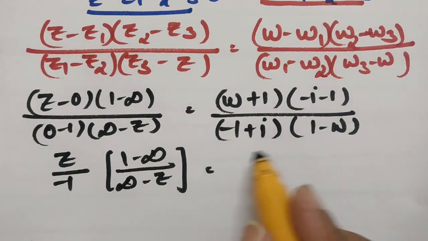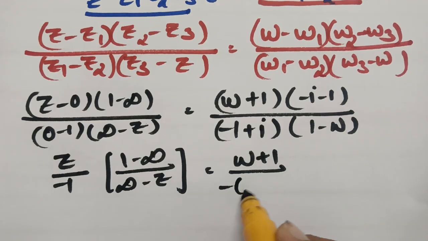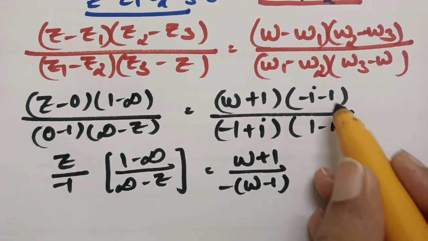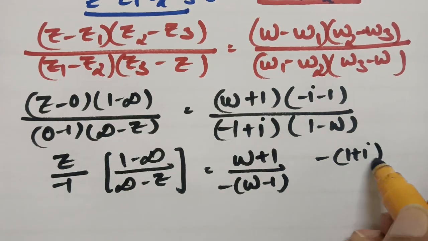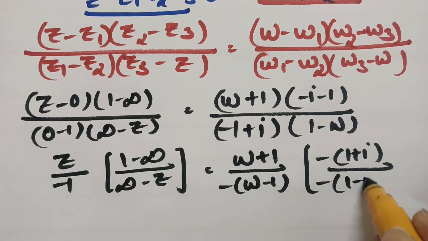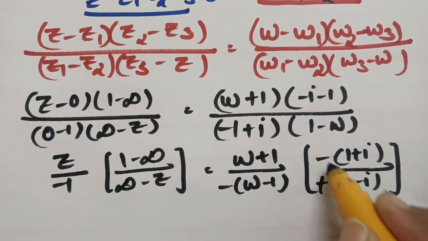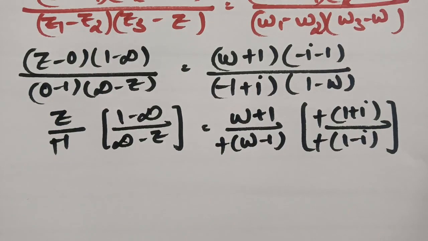And next, here this is 1 minus infinity and this is infinity minus Z. And here I am writing W on one side, that is W plus 1, and here if I take minus, so W, this is minus 1. Here if I take minus, this will be 1 plus I, and here if I take minus common, this is 1 minus I. Clear? Now I can cancel this minus and this minus.